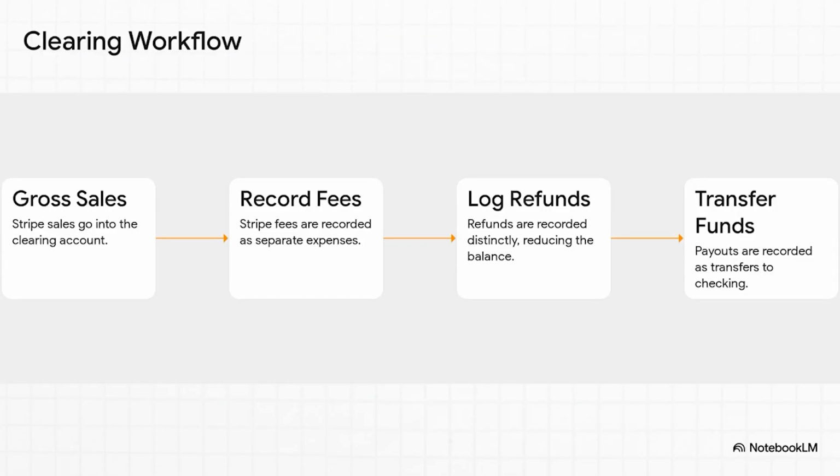Let's move to and see how this builds a perfectly balanced set of books in 4 distinct steps. Step 1, all your gross Stripe sales go directly into this clearing account. Step 2, Stripe processing fees are recorded as separate business expenses. Step 3, refunds are recorded distinctly, reducing the balance. And Step 4, the final net payout is recorded simply as a transfer from the Stripe clearing account over to your main checking account. When that final transfer hits your checking account, it will perfectly match the bank feed deposit.